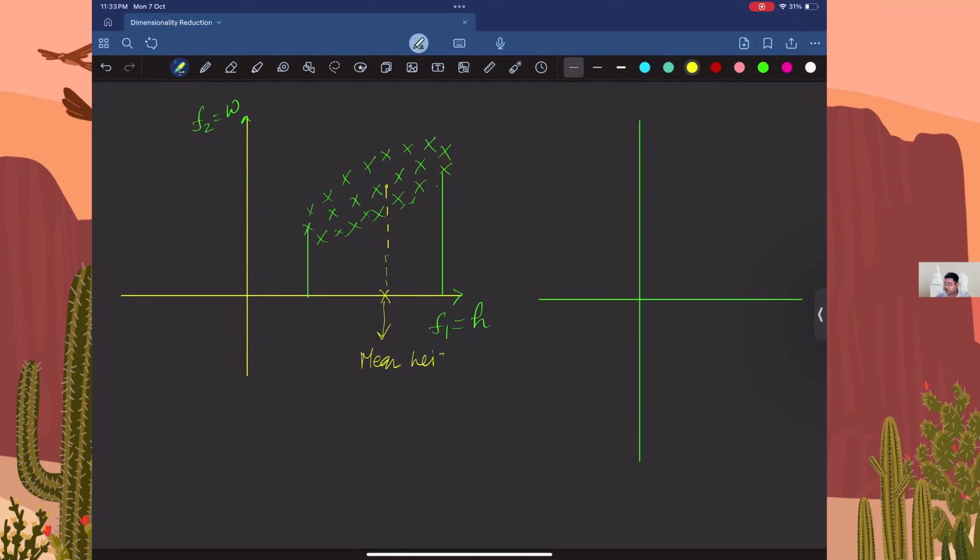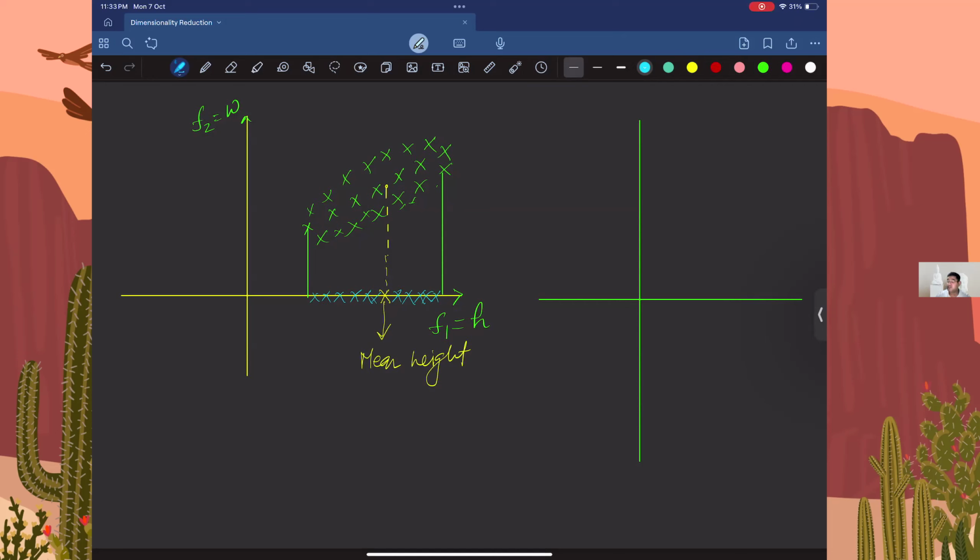Mean. So now how am I getting this mean height? Mean height is basically I am projecting all these points, and let's suppose these are my projected points. These are the projected points. And by considering all these points, I am calculating the mean height.